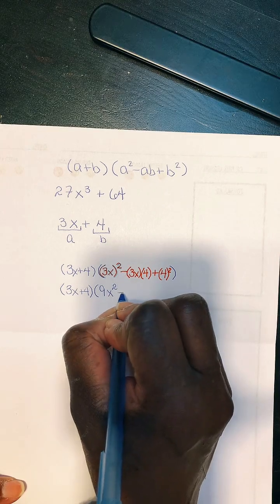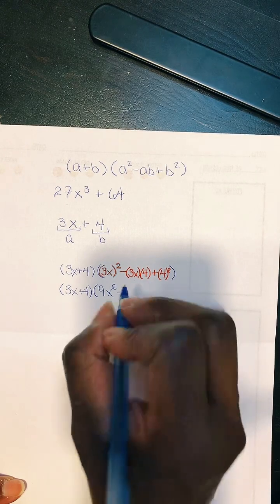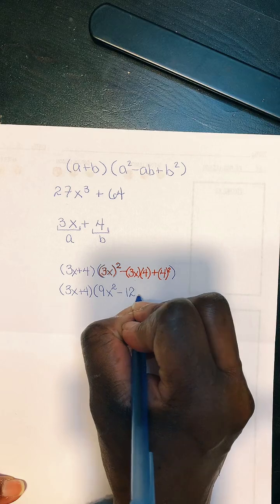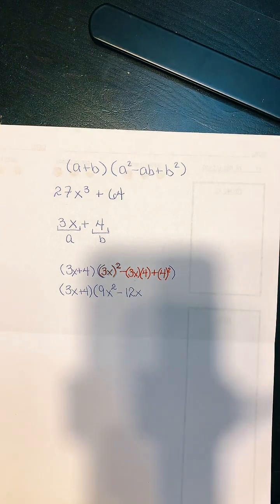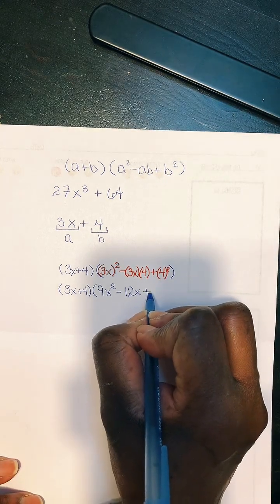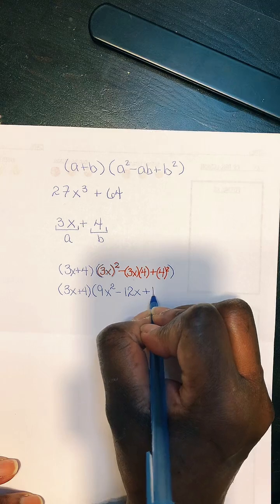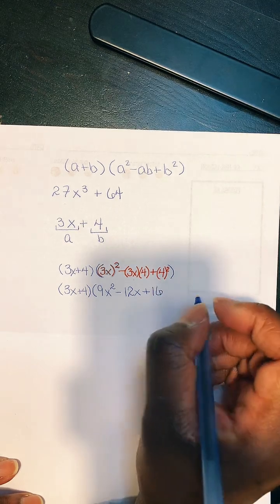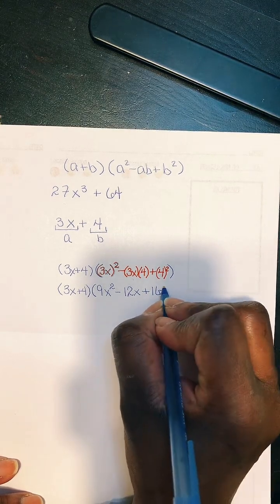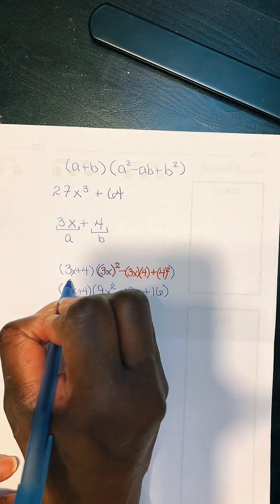Bring down the minus sign. Now multiply 3x times 4. 3 times 4 gives me 12. Bring down the x. Okay, good. Then at the end, bring down the plus sign. And then what's 4 squared? Good. There she is. There it is. All right. And guess what? This is your answer.